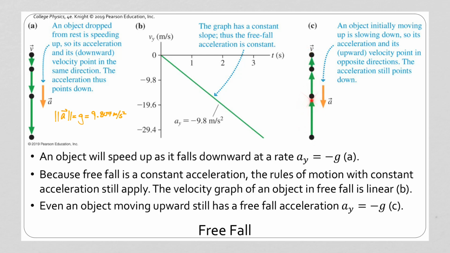So as it's traveling upwards, it has a deceleration. It's slowing down because the acceleration is downwards. The magnitude of that acceleration is still the same. This acceleration g is due to Earth's gravity, and as long as we are in the vicinity of Earth's surface, our downwards acceleration caused by that gravity is approximately 9.807 meters per second squared.